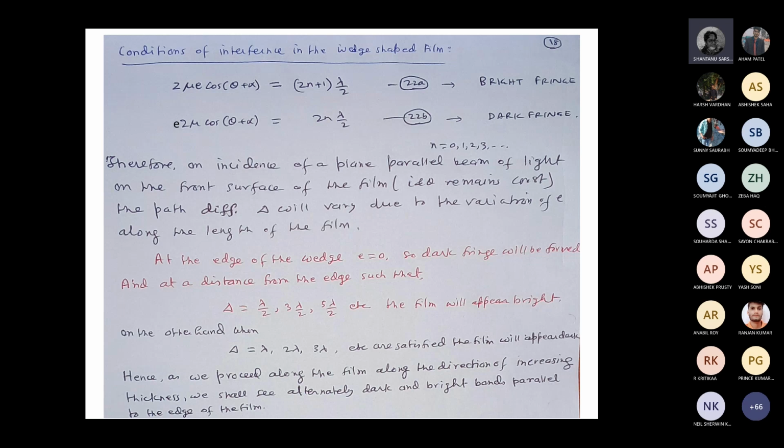Now let us see what will be the type of the fringe at the edge of the wedge. At the edge of the wedge, the thickness is zero. So what type of fringe do you expect? The thickness is zero, so which condition will be satisfied, condition 22A or 22B?